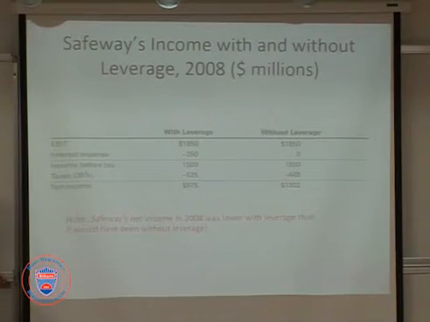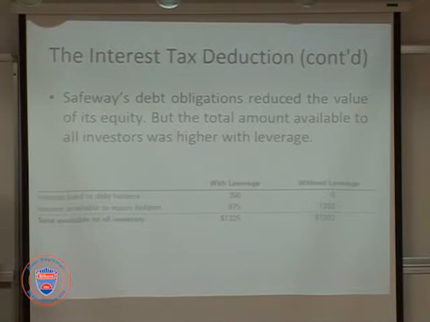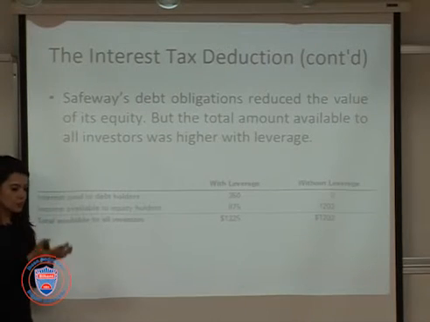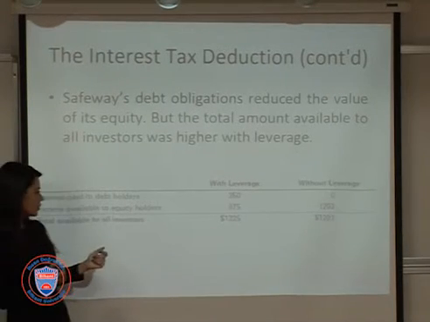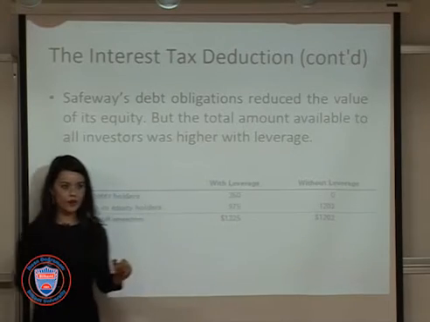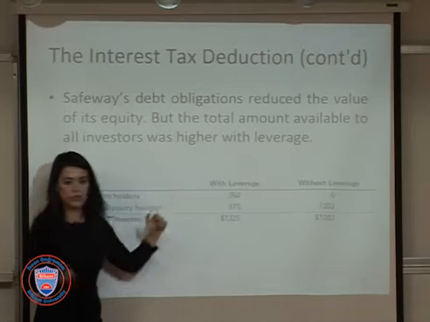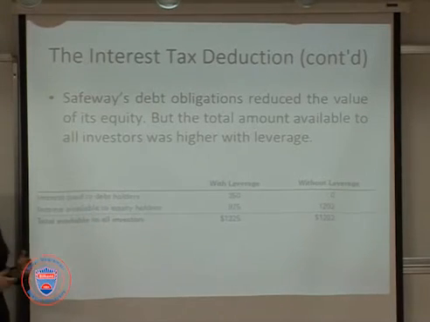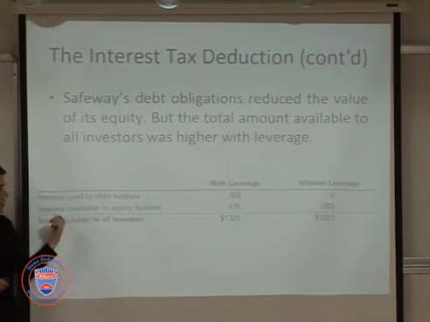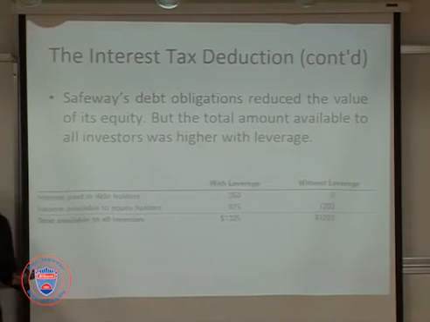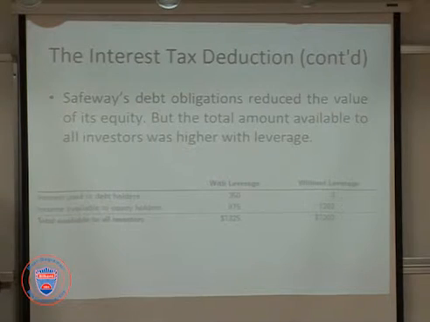Okay, so let's look at this case. The company has two kinds of investors. It has debt holders, it has shareholders. With the leverage case, you return 975 to your shareholders, but since you have leverage, you're paying 350 to your debt holders. If you don't have any leverage, your net income is higher, 1202, but you're not returning anything to your debt holders because you don't have any debt. So together, you create 1202 income available to investors.